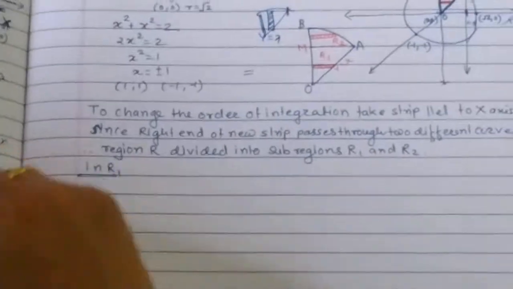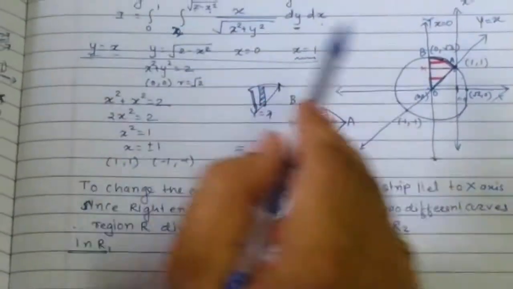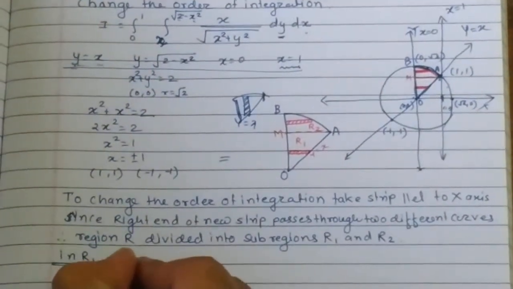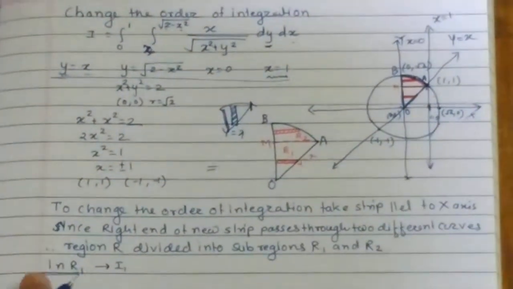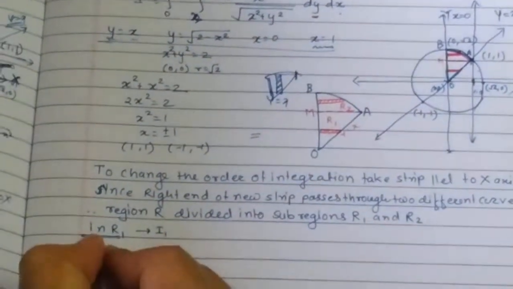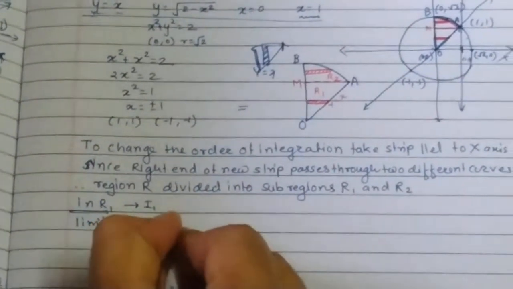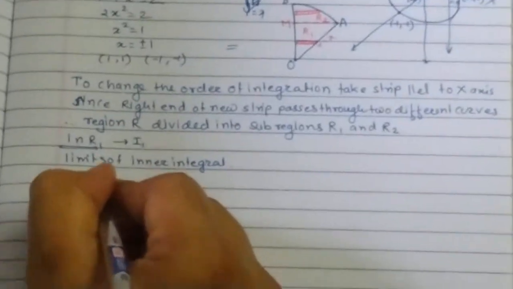Okay, so as this region is divided into two sub-regions, your integral I is also divided into two parts, I1 and I2. In the region R1 we will get an integral I1, and in the region R2 we will get I2. So first of all, to find the limits in R1, the limits of the inner integral. The first one is the lower limit.